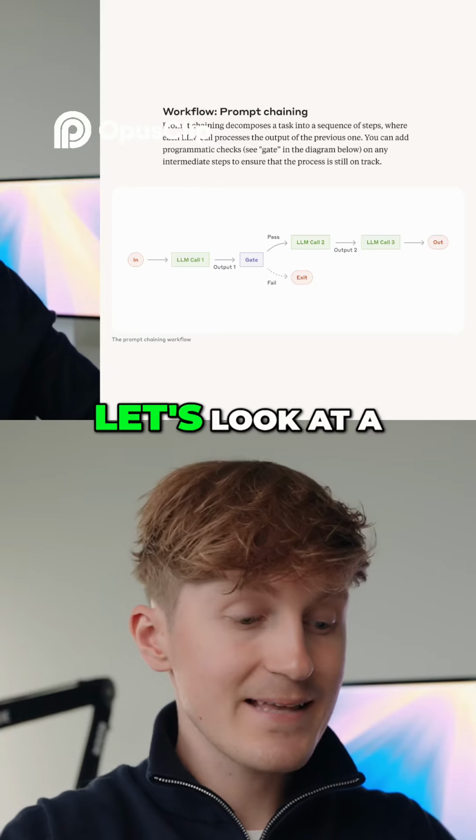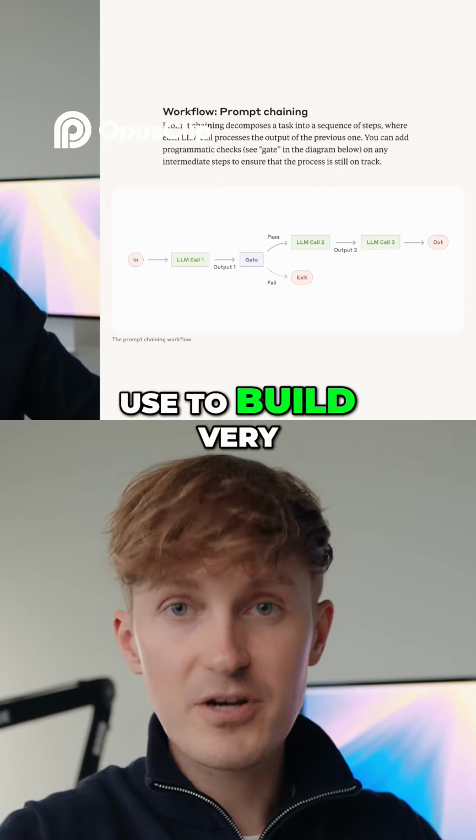All right, and then up next, let's look at a pattern that you can use to build very effective workflows.